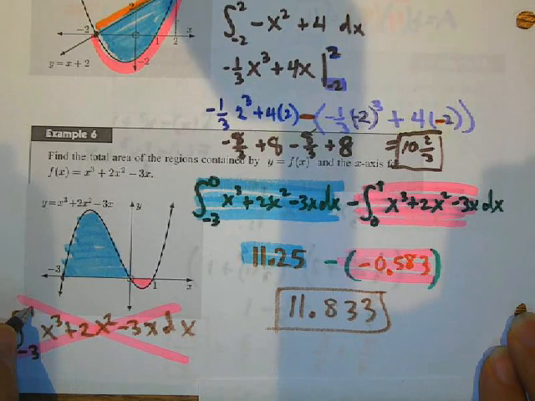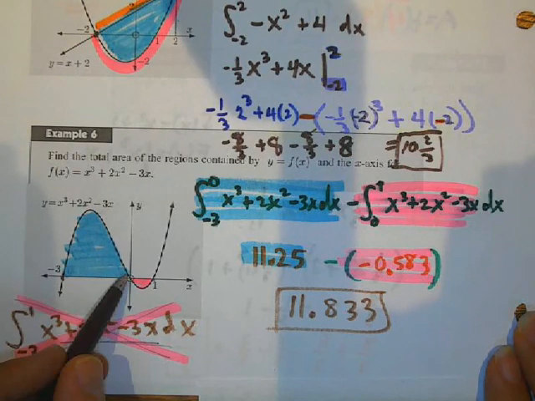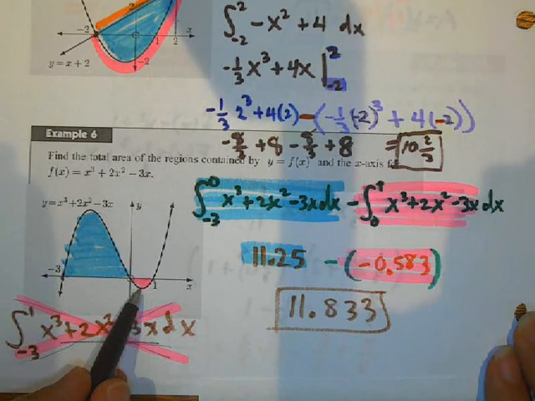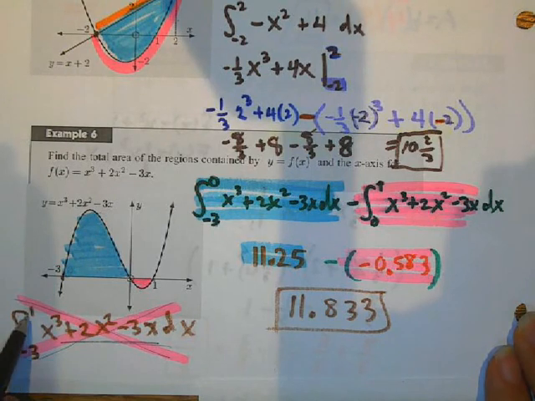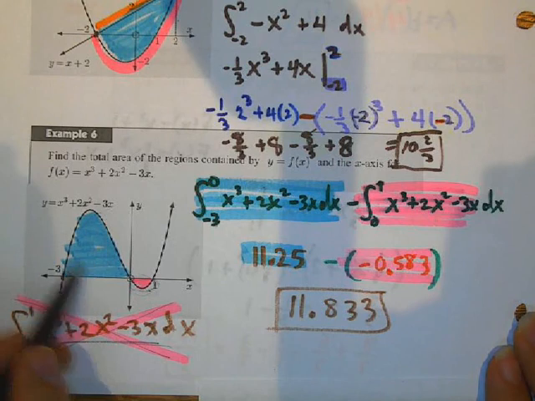No, this is not correct, because notice this area is above the x-axis and this area is below the x-axis. If I do the integral from -3 to 1, it's actually going to give me a negative value for this because it's below the x-axis, and a positive value for this. And so it would give you the net, which would be subtracting this pink part from this part.